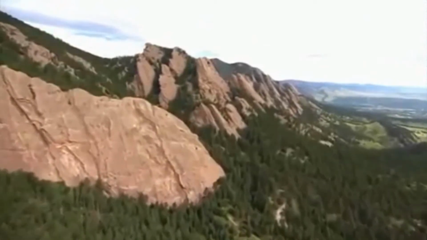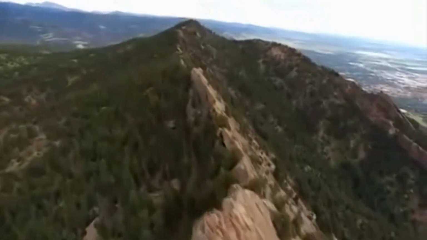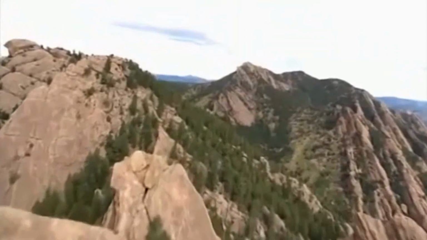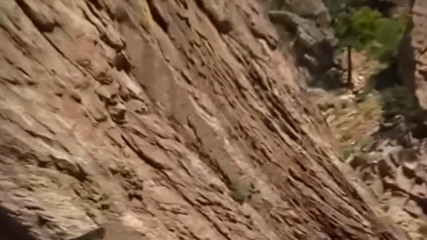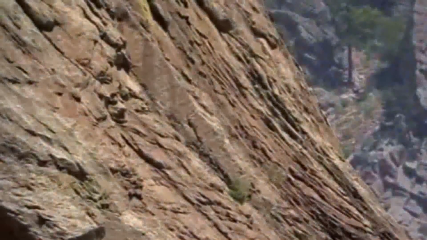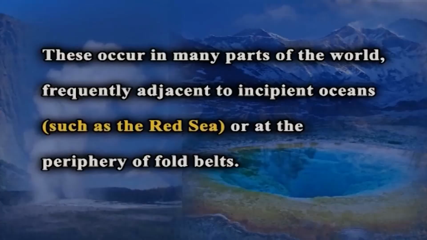These mountains are formed by uplift of the earth's crust along steep dipping or almost vertical faults. Differential tilting of blocks of the earth's crust along the areas of separation, such as rifts, can produce fault block or block faulted mountains. These occur in many parts of the world, frequently adjacent to incipient oceans, such as the Red Sea, or at the periphery of fold belts.